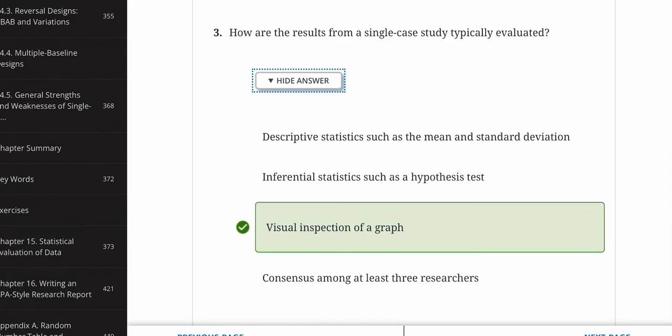There's no standard deviation calculations. There's no inferential statistics like hypothesis tests and significance tests. It's not a consensus among at least 2 researchers. As we have shown in this video and the others, it is a visual inspection of a graph that is how single case studies are evaluated.